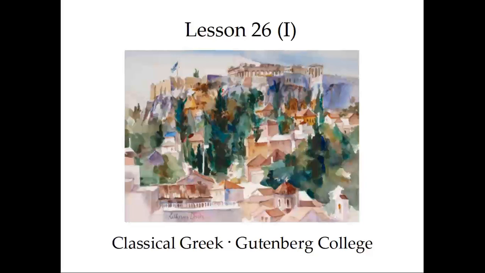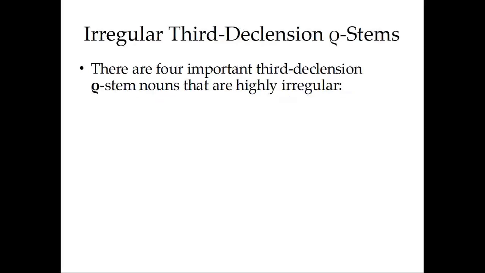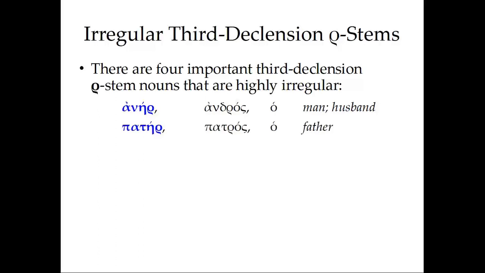Lesson 26, Section 1. In this presentation, we'll be covering some irregular third declension rho stem nouns. That is, third declension nouns whose stems end in rho. There are 4 important third declension rho stem nouns that are highly irregular. Anēr, andros, ho, man or husband, an important word obviously.